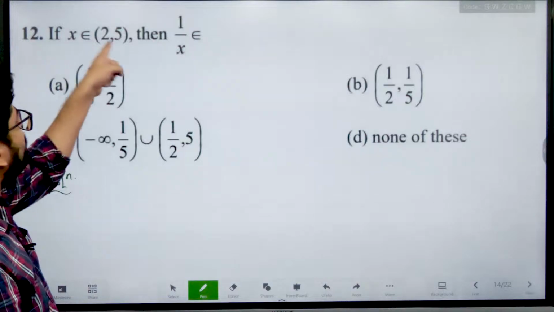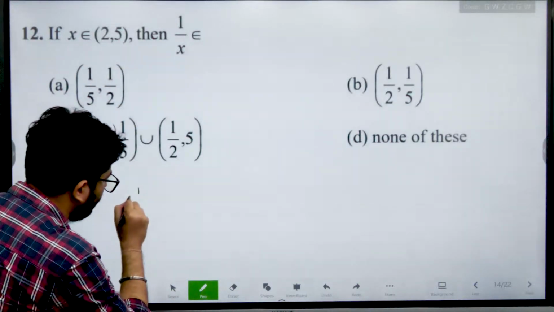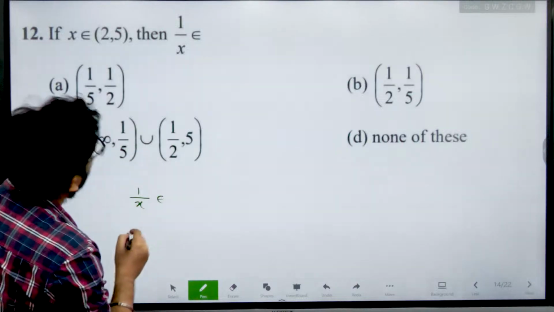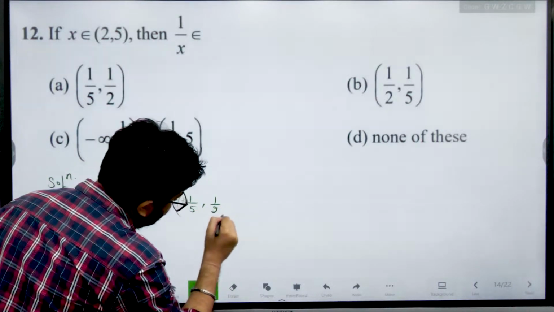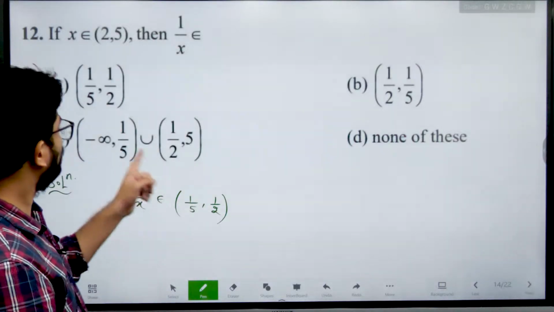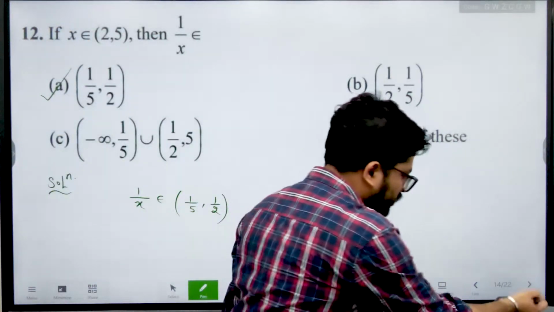Very simple. We know x belongs to 2 to 5. Both are of the same sign. So we already know 1 by x belongs to 1 by b, that is 1 by 5, to 1 by a, which is 1 by 2. So 1 by 5 to 1 by 2. The final answer is A. Okay, now let's do the next one.